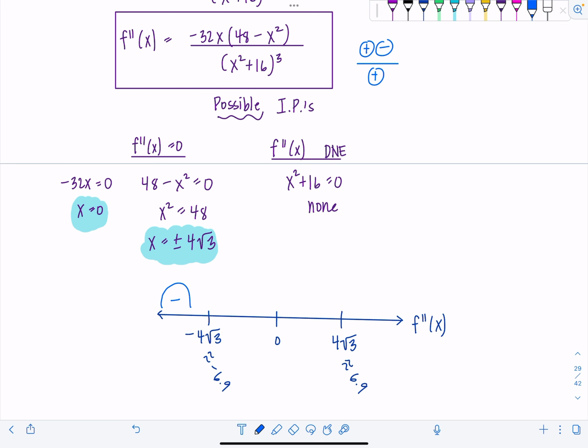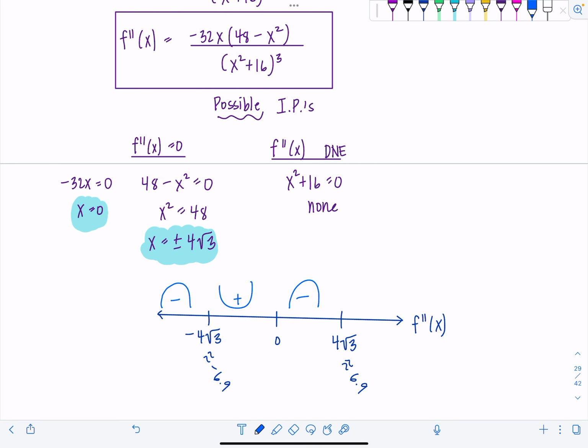Okay. What about between negative 4 rad 3 and 0? Maybe you want to test with negative 1 in your head? Okay, sounds good to me. So if we're using negative 1, oh, I didn't mean to erase. Okay. Negative 1 times negative 32, that's positive. 48 minus 1, that's positive. We know the denominator is positive. So positive, that means the graph is concave up. Between 0 and 4 rad 3, say we use positive 1. This will be negative. This will be positive. Negative times a positive is negative.